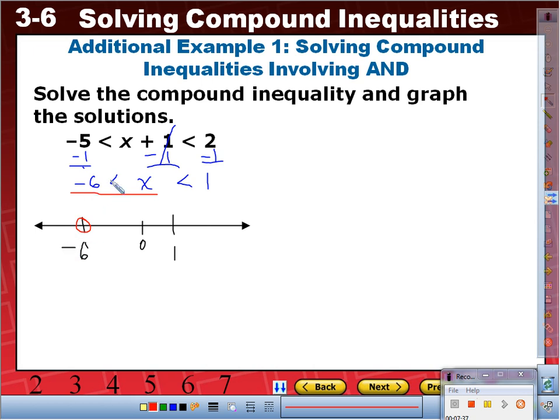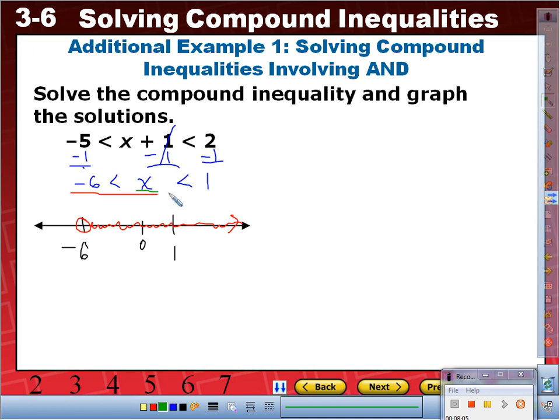So let's read it. -6 is less than x. What number can I substitute for x that would make that true, that -6 is less than that? Anything to the right, including 23, right? Everything to the right, right? Okay. Now that I graphed my first solution set, now I'm going to do the second part.